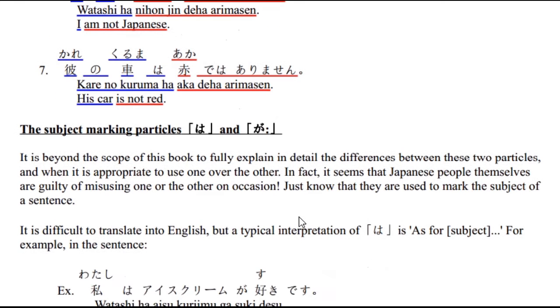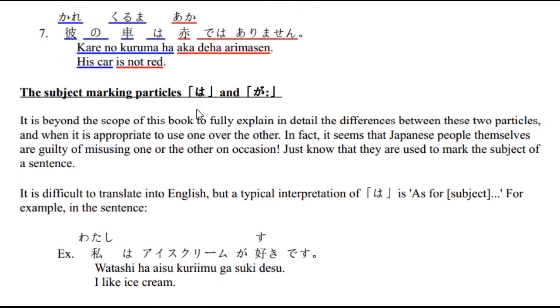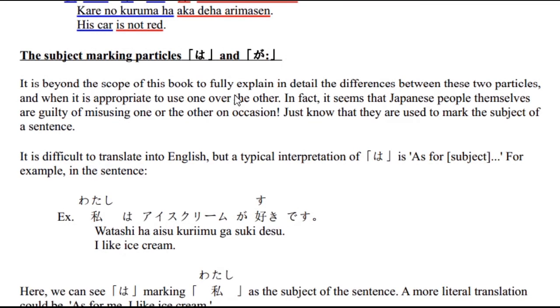All right, so now moving on, we're going to look at the subject marking particles wa and ga. It is beyond the scope of this book to explain in great detail the differences between wa and ga. Some people in the past have complained to me that they thought my book didn't cover enough details, but the reality is that there are entire textbooks, hundreds of pages long, that discuss the usages of wa and ga. So I don't want to go into too much detail here. I think it's something that you can study once you get really good with the language and you really want to know the finer details.